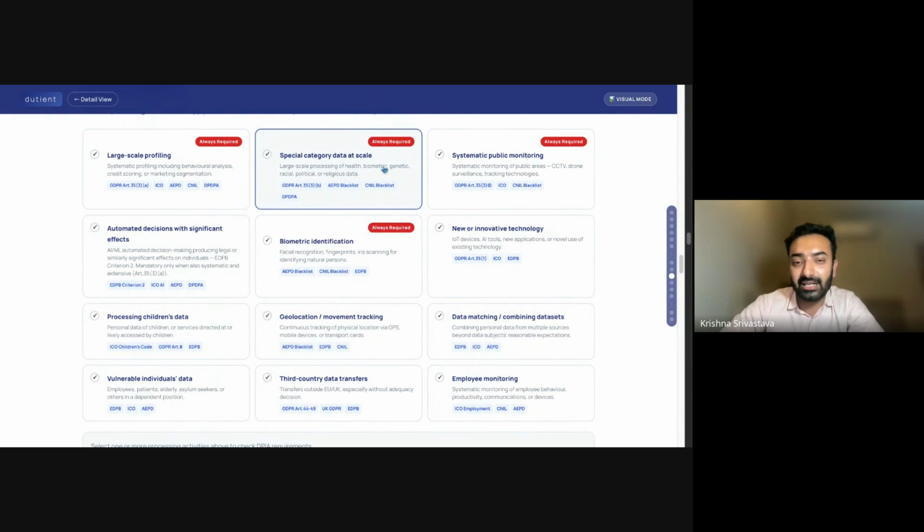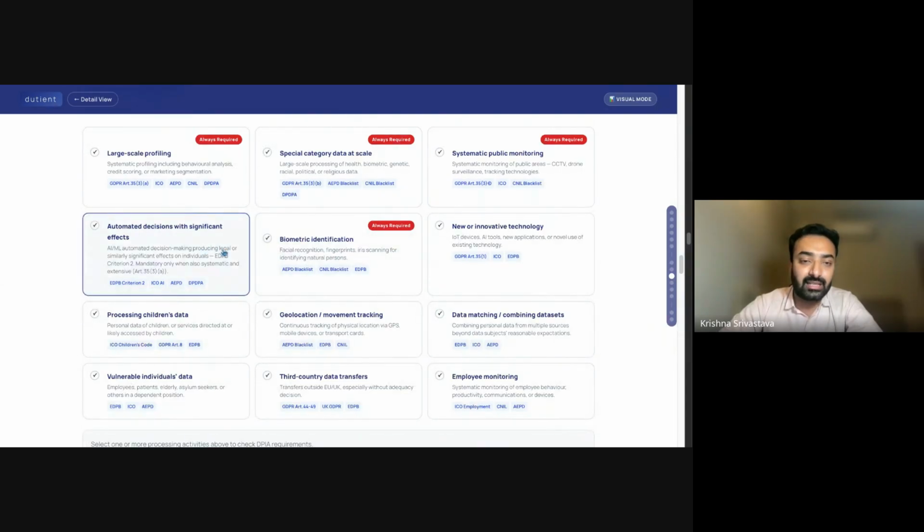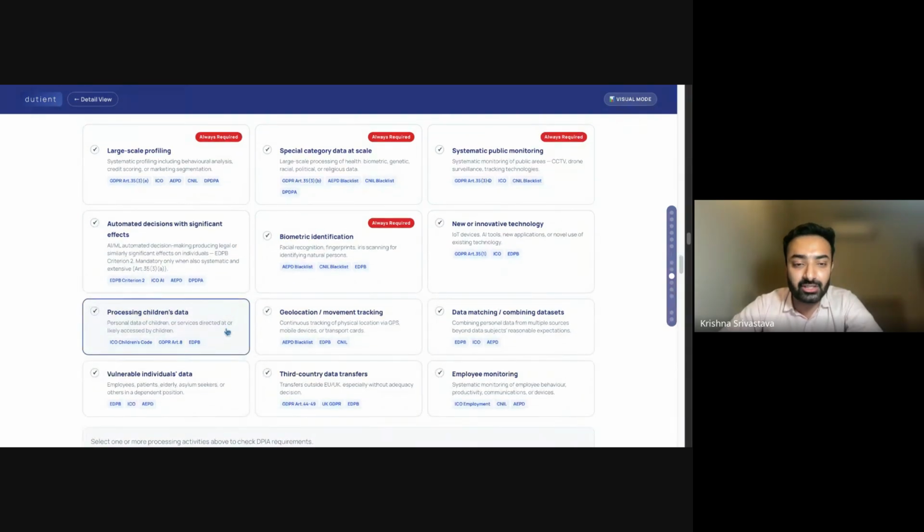Is there special category data at scale? Data such as health, biometric, genetic, racial, political, religious data? Unlikely that this data is collected for an e-commerce purchase. Systematic public monitoring? Unlikely. Biometric identification? Unlikely. Because for an e-commerce purchase, it's very unlikely that biometric identification is done. Automated decisions with significant effects in an e-commerce? Maybe not.